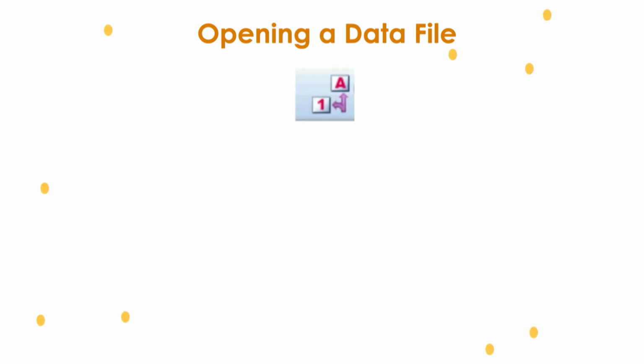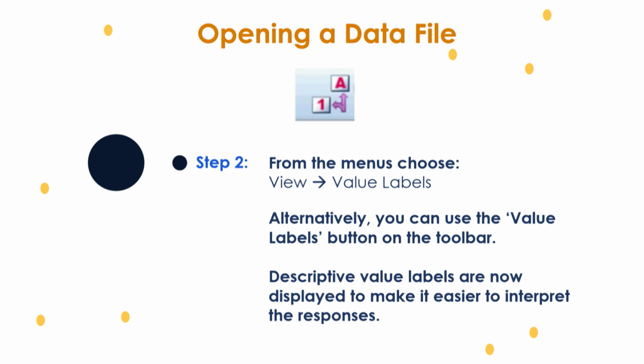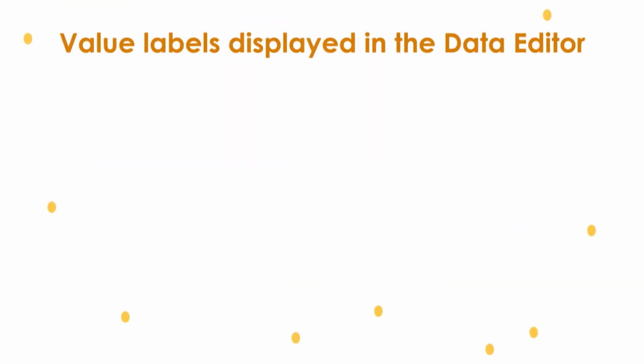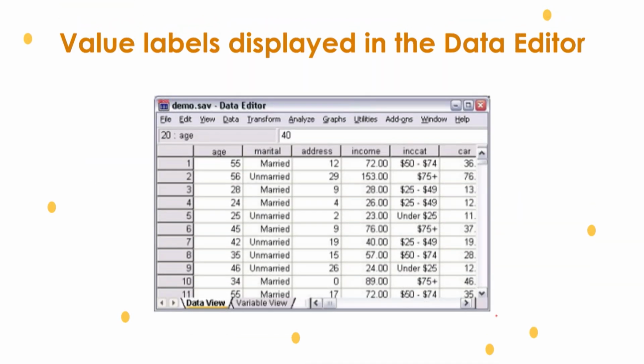Next, let us discuss value labels. From the menu, choose View, then Value Labels. Alternatively, you can use the value labels button on the toolbar. Descriptive value labels are now displayed to make it easier to interpret the responses. Value labels displayed in the data editor will be shown here. Now we can see that we have changed the marital status into married and unmarried. Before that, what we saw was 1 and 0.